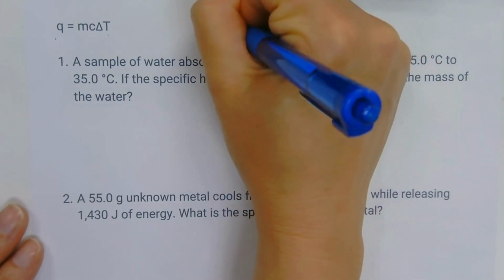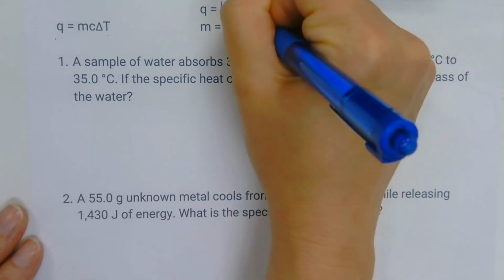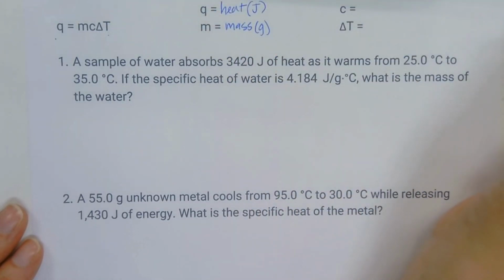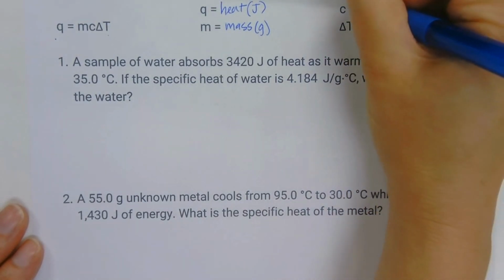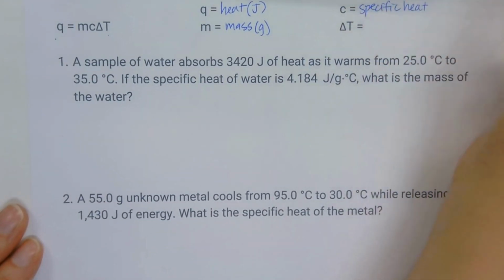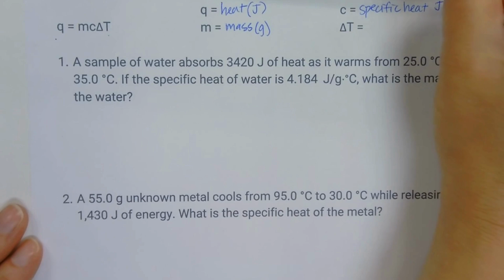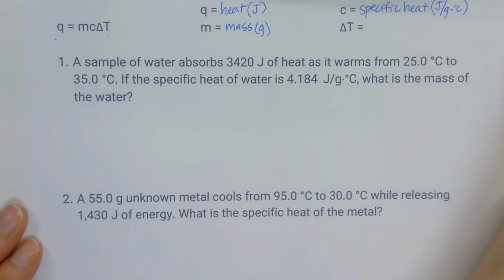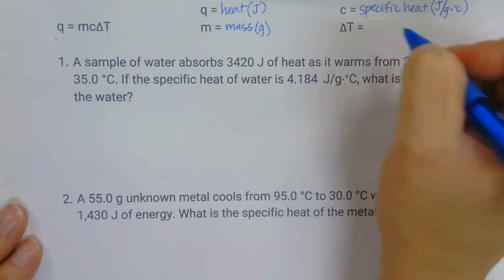M is our mass, and we're going to be measuring our mass in grams. Mass is always going to be positive. C stands for our specific heat. Our units for that are going to be joules over grams times degrees Celsius, and will always be positive.